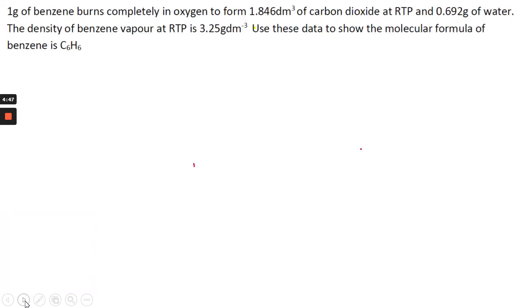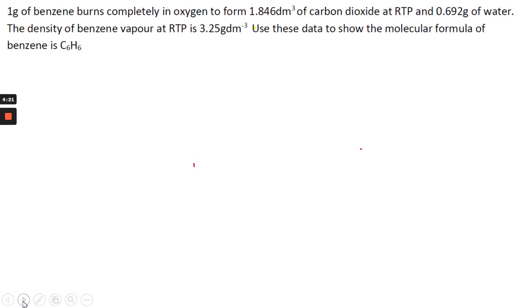So the question asks us: 1 gram of benzene burns completely in oxygen to form 1.846 decimeter cubed of carbon dioxide at room temperature and pressure and 0.692 grams of water. It gives us the density of benzene vapor at room temperature and pressure, being 3.25 grams per decimeter cubed. It's asked us to use this data to show the molecular formula of benzene is C6H6.